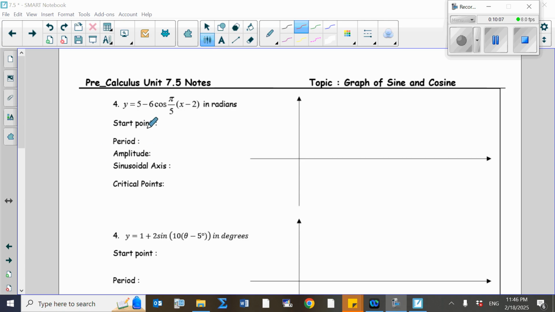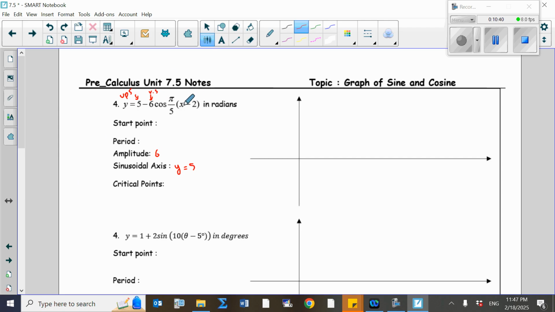Okay, now let's look at this function. This time we're working in radians. So we have 5 minus 6 cosine of pi over 5 x minus 2. First of all, this 5, which is outside of the function, is going to move the function up 5. Sinusoidal axis will be at y equal to 5. Then you have a number multiplied by the function that is greater than 1. So this is a vertical stretch. Amplitude will be 6.